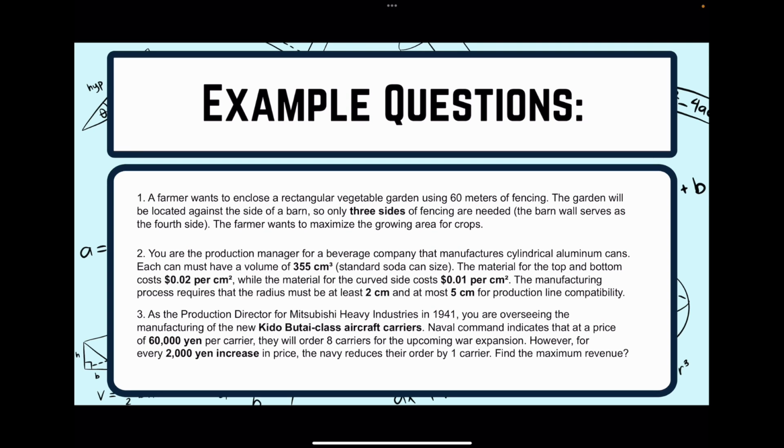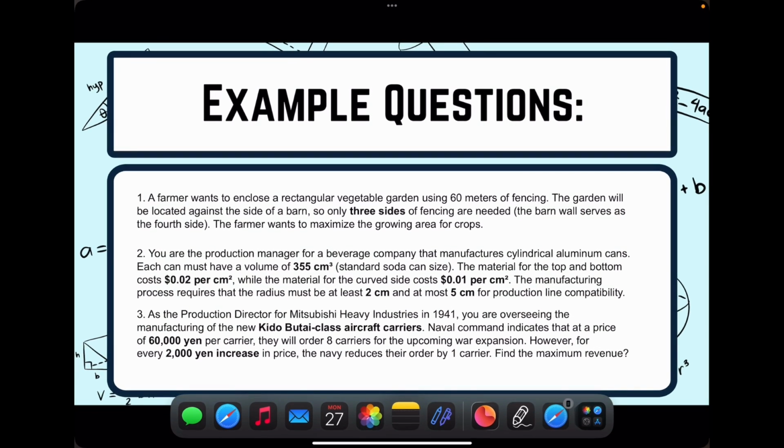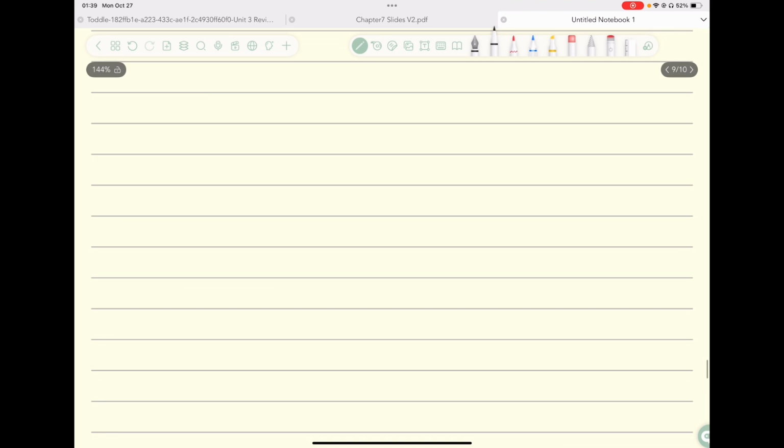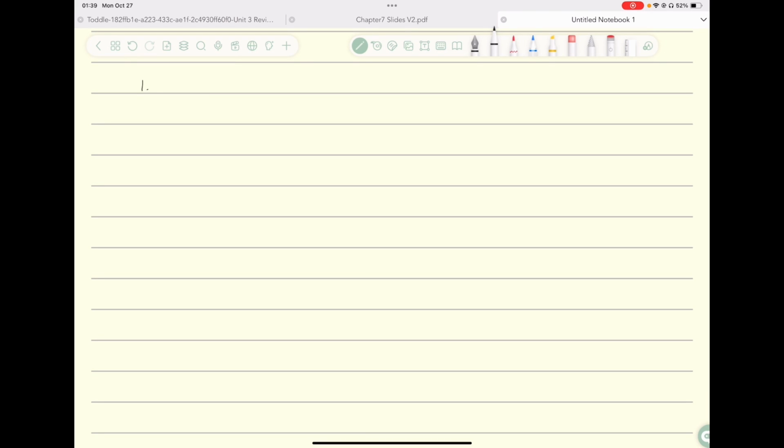Here is an example question. For the first question, a farmer wants to enclose a rectangular vegetable garden using 60 meters of fencing. The garden will be located against the side of a barn, so only 3 sides of fencing are needed. The barn wall serves as the fourth side. The farmer wants to maximize the growing area for crops. So let's solve this question together.